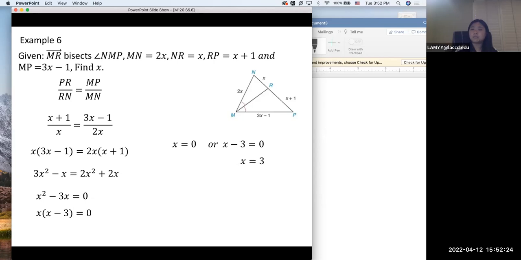Okay, x cannot be equal to 0. If x equals 0, the NR here is going to disappear, right? Then we only have one triangle with x equal to 0. So we reject this one.